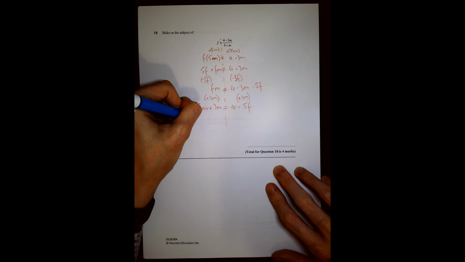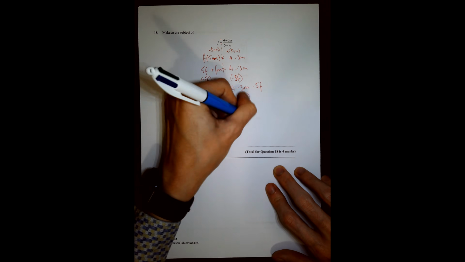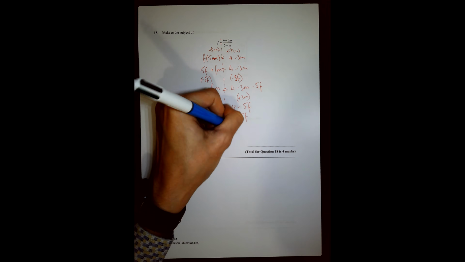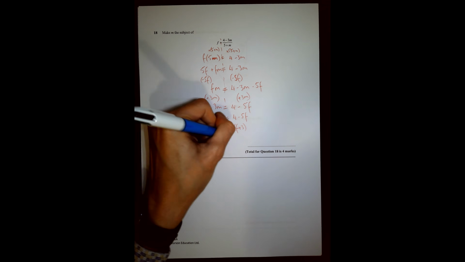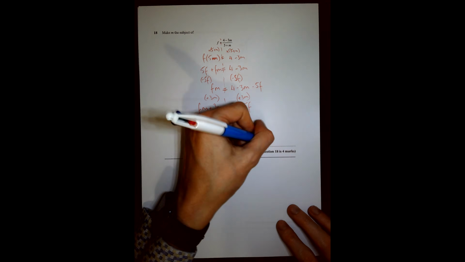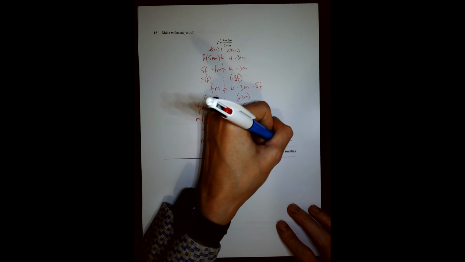Then factorise your m out here. That's what we want as the subject. So m times f plus 3 is equal to 4 subtract 5f. And the last thing we're going to do is divide both sides by f plus 3. And we're going to get m is equal to 4 subtract 5f over f plus 3. So that's our answer. m is equal to 4 subtract 5f over f plus 3. Done.